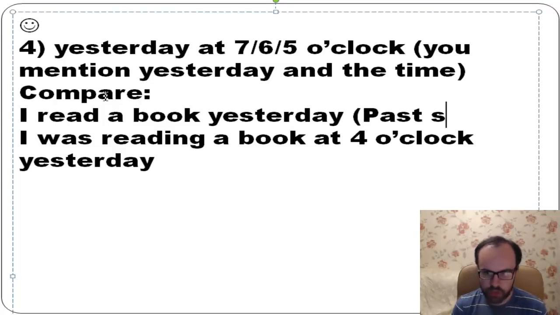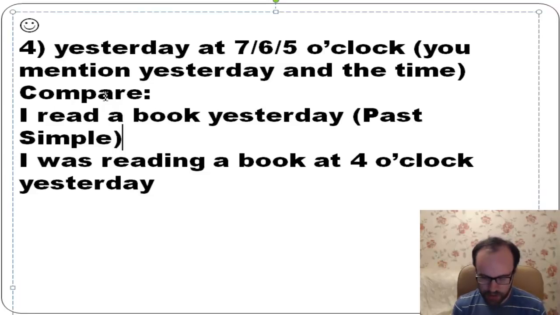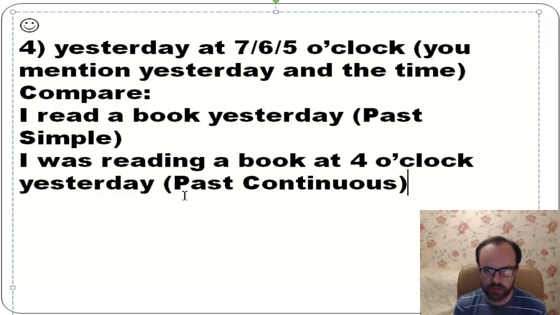So it's past simple. I read a book yesterday, it's past simple. And I was reading a book at 4 o'clock yesterday. So it's past continuous. I was reading a book at 4 o'clock yesterday, or I was reading a book yesterday at 4 o'clock. So it's past continuous. So if you have yesterday and the time, you use past continuous.